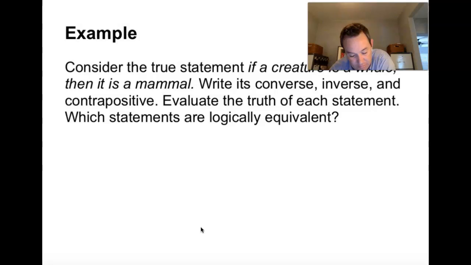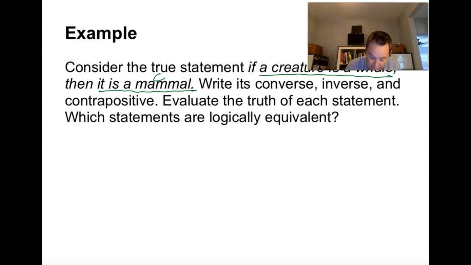All right. If a creature is a whale, then it is a mammal. Write its converse, inverse, and contrapositive, and evaluate the truth of each statement. Okay. Which statements are logically equivalent? All right, so I'm going to use some pausing here so that this isn't so long. So this is the original statement where, if a creature is a whale, then it's a mammal. So a creature is a whale is the hypothesis. It is a mammal is the conclusion.